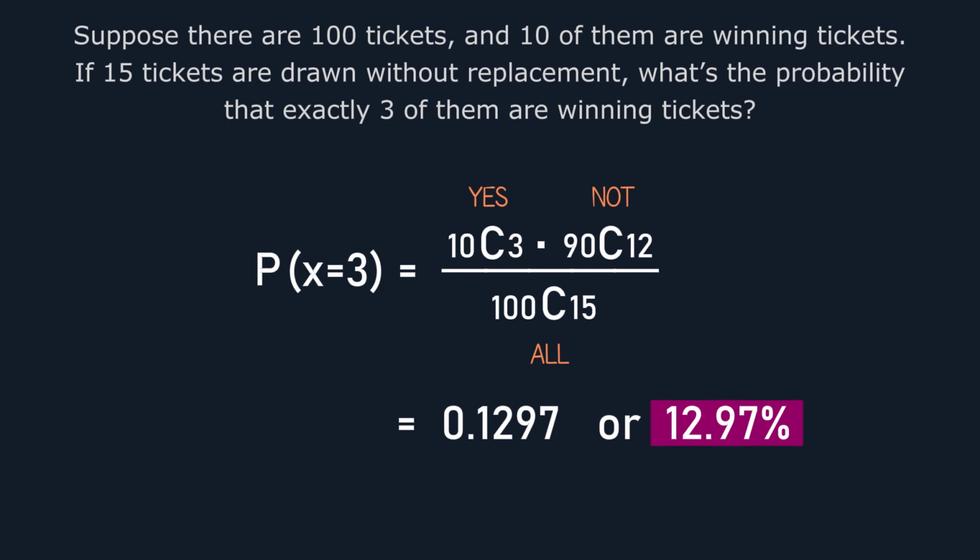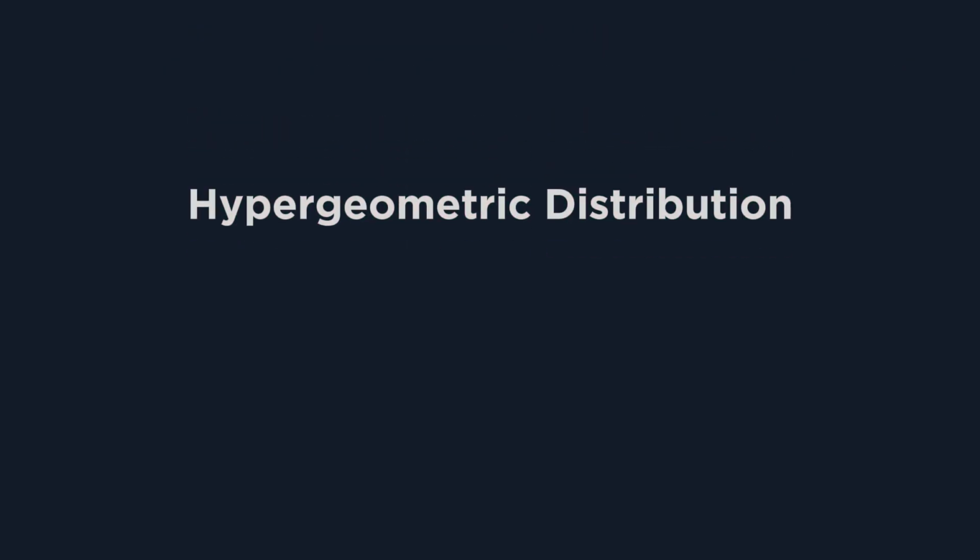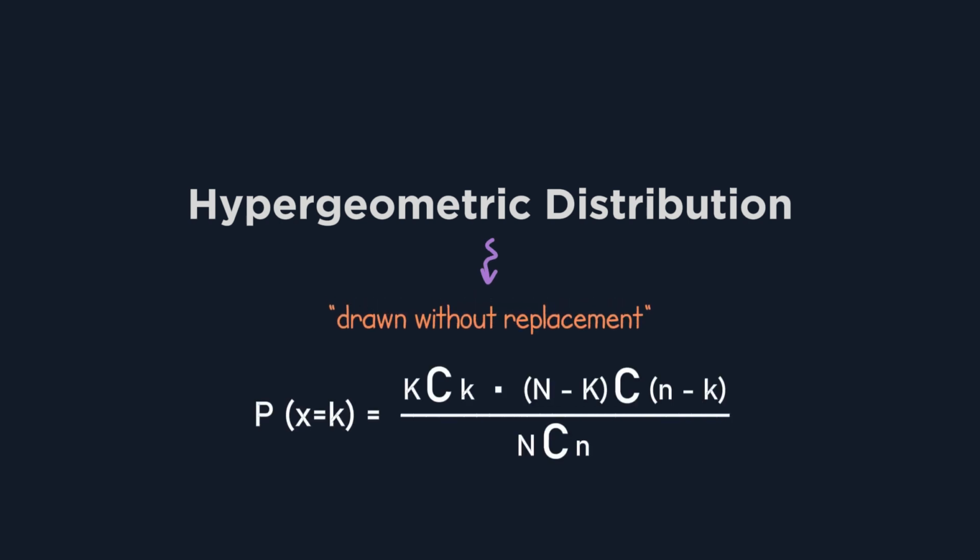Pretty low, isn't it? I hope these examples gave you a clearer understanding of the hypergeometric distribution and how to apply it to different scenarios. From drawing cards to selecting lottery tickets, we've seen how this distribution helps us calculate the probability of specific outcomes without replacement.